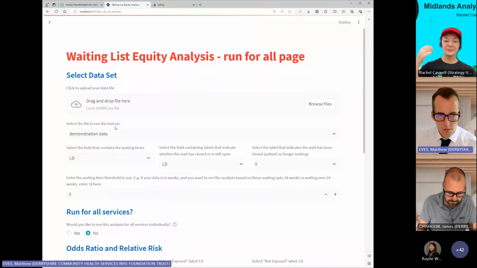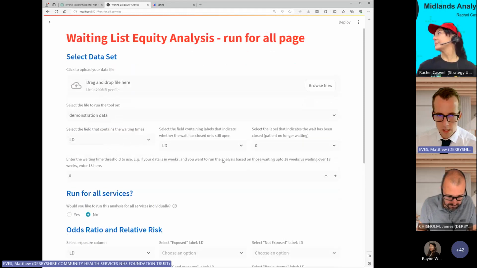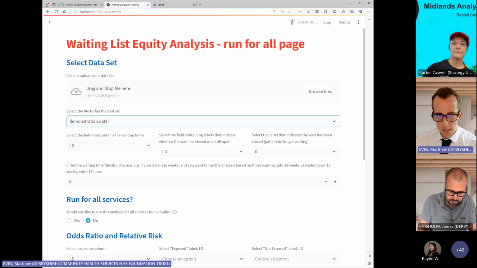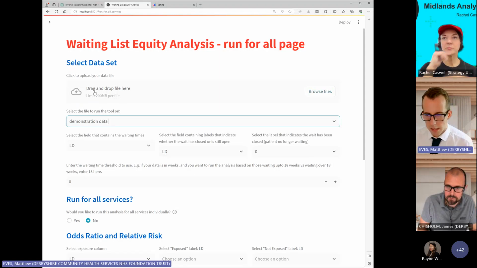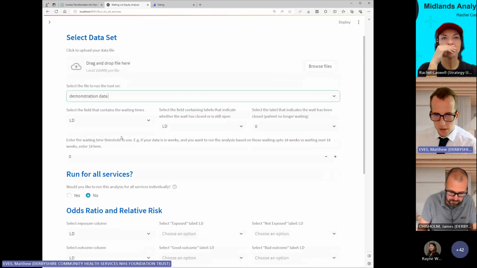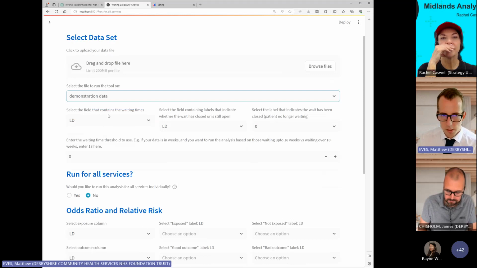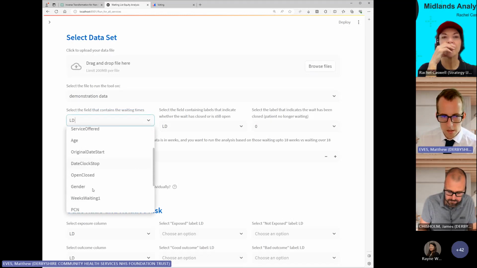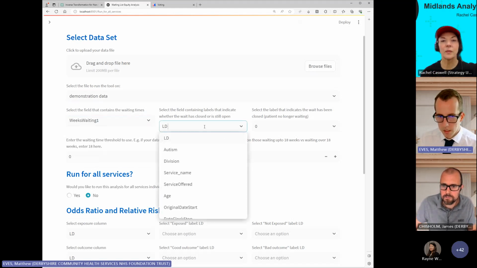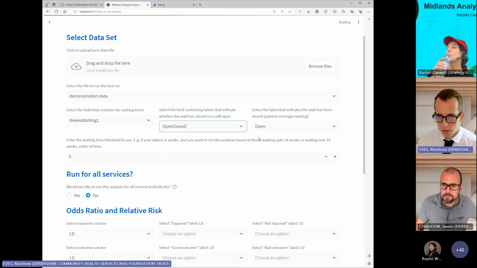Excellent. So what I've got here is all on one page, just one landing page. At the moment, I've just hard coded a reference to some demonstration data, but the idea is you could select the data set here. Hopefully this resonates a bit from that process map: selecting the field that contains the waiting times, so that is weeks waiting in this case, selecting the field that contains the labels that indicate whether the wait is closed or still open, so that is open closed, and then selecting the label that indicates that the wait has been closed, so that is closed.